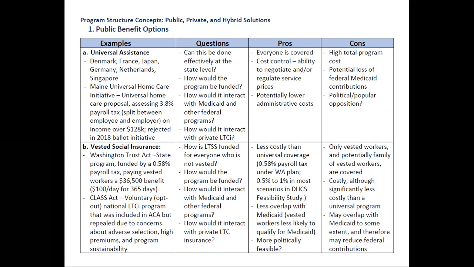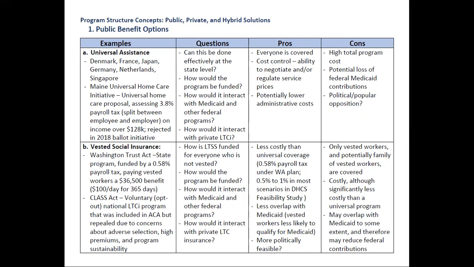Maine had a ballot initiative in 2018 for a universal home care program that was rejected in the 2018 ballot. Interestingly, a good number of long-term care provider organizations came out against the initiative, which was a pretty significant factor in why the initiative was rejected.